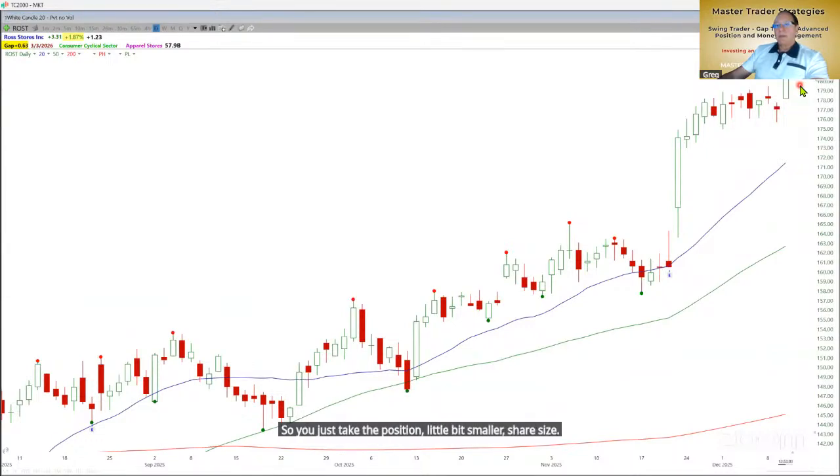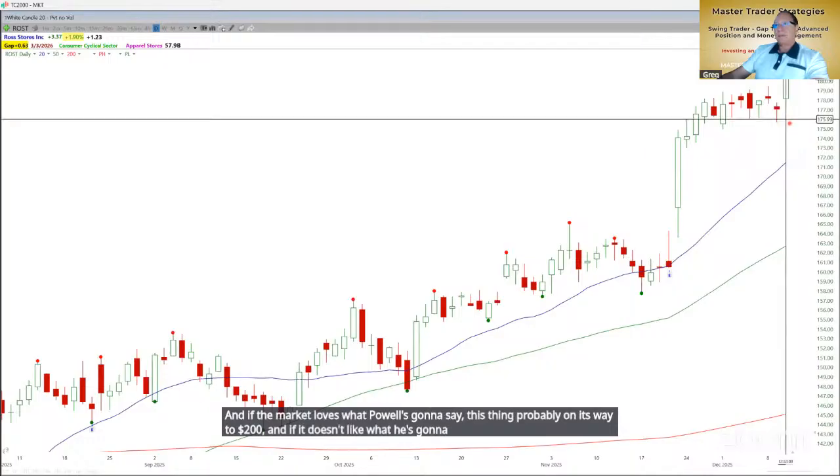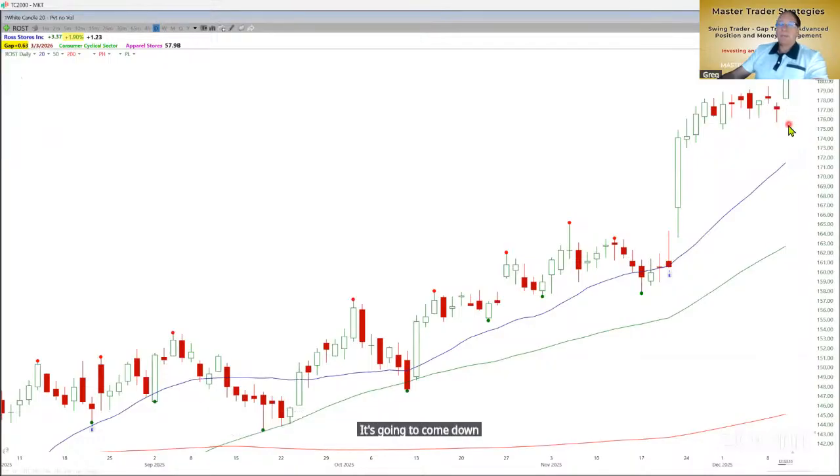And if the market loves what Powell's going to say, this thing is probably on its way to 200. And if it doesn't like what he's going to say, it's going to come down and hit the stop. So the share sizing allows you to sleep at night. And that's really the gist of it: can you accept losing whatever amount it is? And so we know that's always a possibility.